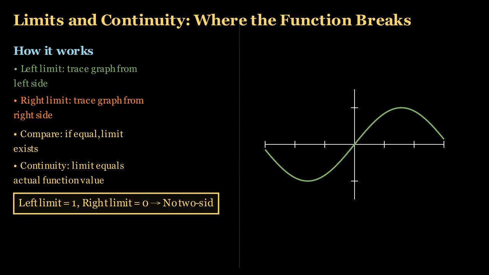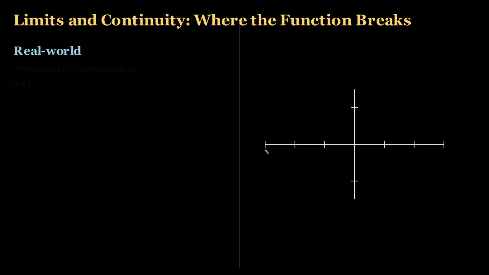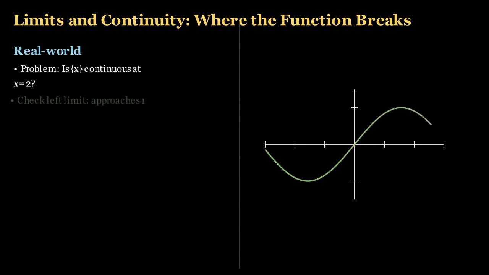This specific type of break, where the left and right limits are finite but different, is called a jump discontinuity. You can literally see the function jump from a value of 1 down to 0 at the integer. This happens at every single integer for the fractional part function, because the sawtooth pattern resets. So the function is continuous everywhere except at integers, where it has these jump discontinuities.